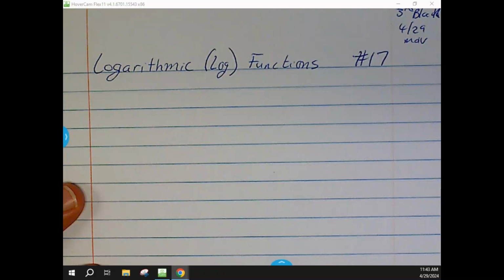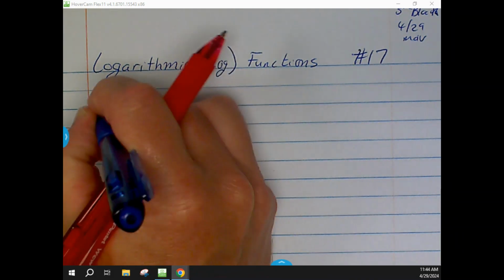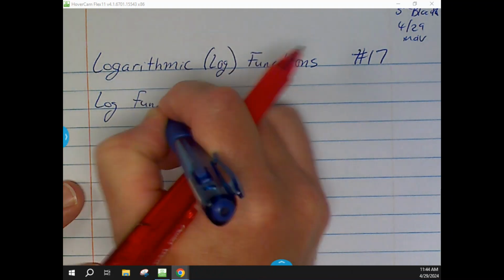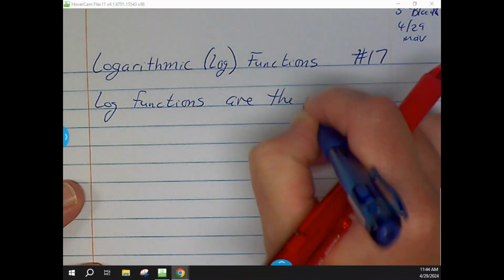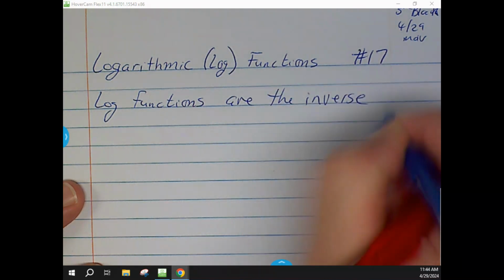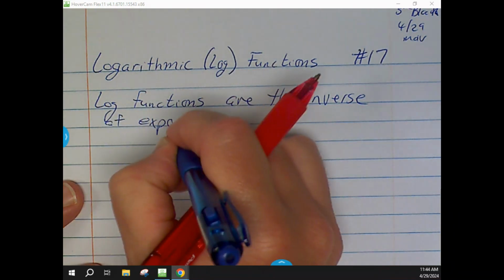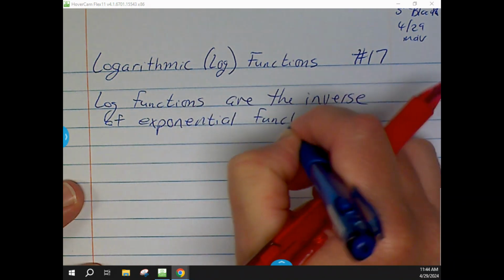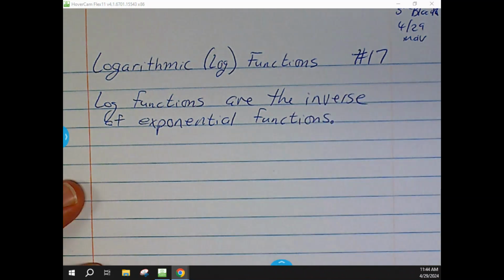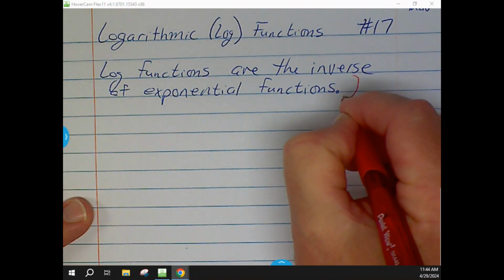So logarithmic, and again, we're just going to call them log functions just for short. Basically, these are the inverse of everything we did on Friday, which was exponential functions. And if you've forgotten what it is for inverse, inverse is really pretty easy for this thing. You just switch the x and y.